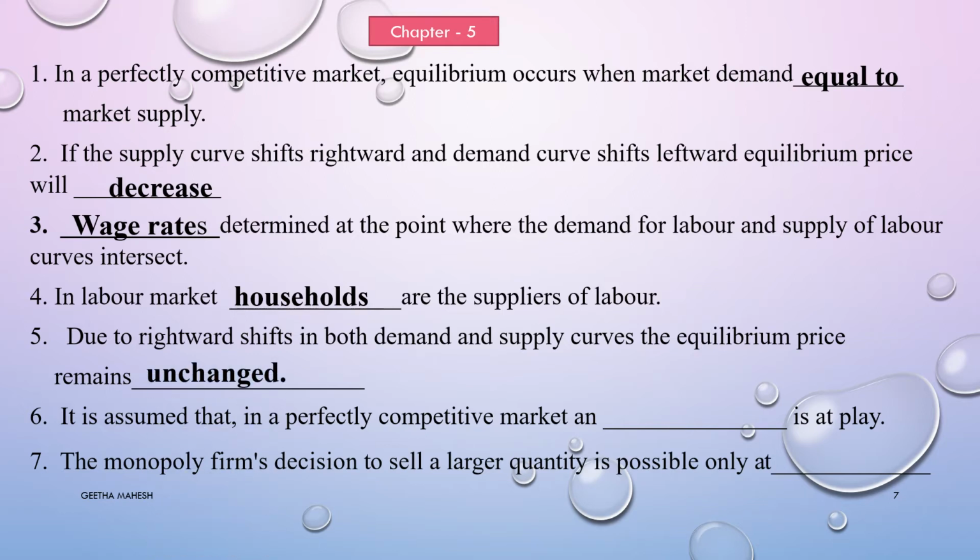It is assumed that in a perfectly competitive market, an blank is at play. So it is assumed that in a perfectly competitive market, an invisible hand is at play. The monopoly firms' decisions to sell a large quantity is possible only at lower prices.